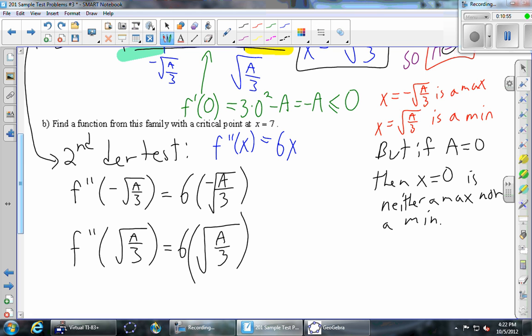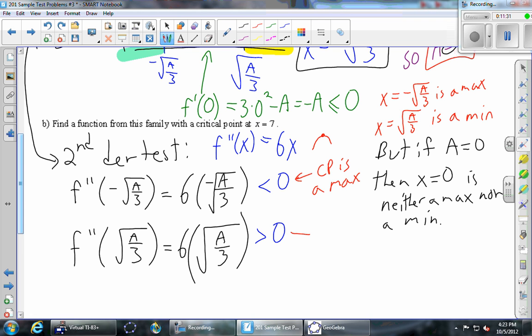Okay, now we've assumed that a is some positive number. So what can we say about 6 times this negative radical? What kind of number is that? Well, it's definitely negative. And 6 times the positive version of the radical is definitely positive. And so if we think about the conclusions of the second derivative test, one of them says if the second derivative is negative at a critical point, then the critical point is a, let's see, so negative second derivative means concave down. So I imagine in my mind something concave down, and I ask if that special point is a max or a min. It's a max.